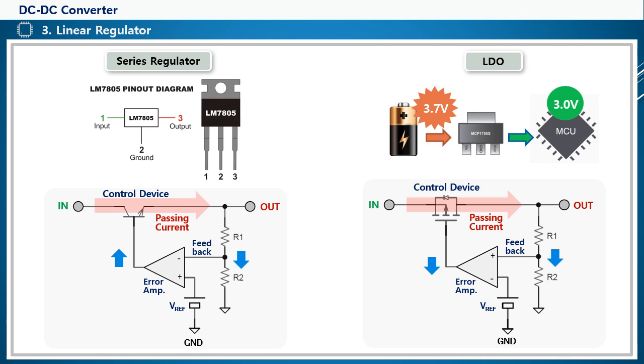When the output voltage is low, the output of the error amplifier is lowered, which increases the passing current of the control device. On the other hand, when the output voltage is high, the passing current is reduced, so that a constant voltage is always output.